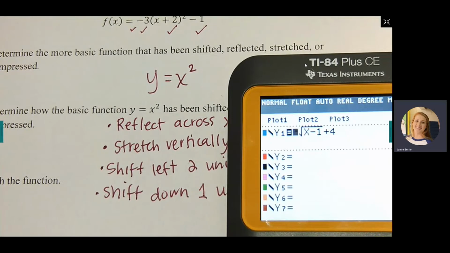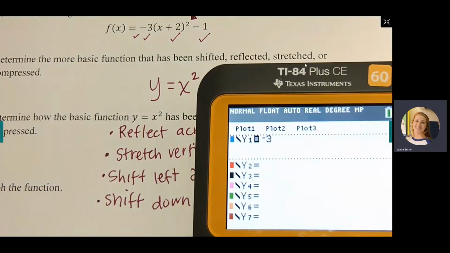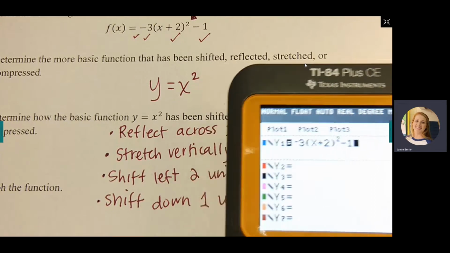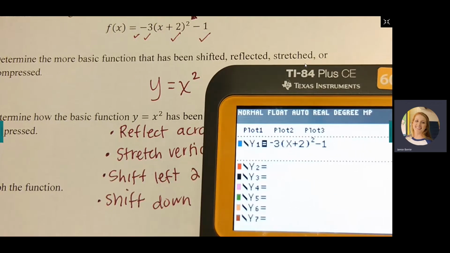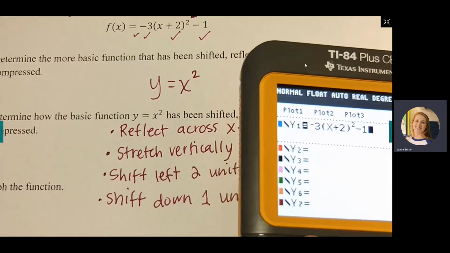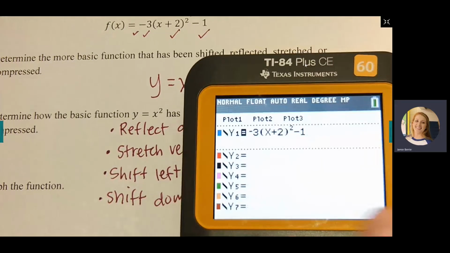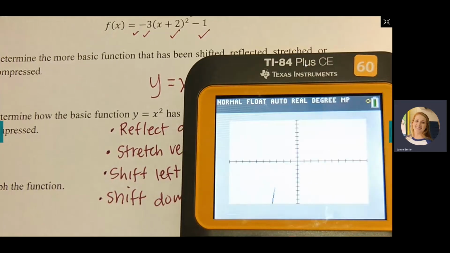Let's see, go to your y equals screen, type in your function, negative 3 times (x plus 2) squared minus 1. And it's supposed to reflect across the x-axis, so it should look like a parabola, but upside down. Stretch vertically, and then shift left 2 and down 1. Yeah, that looks right.